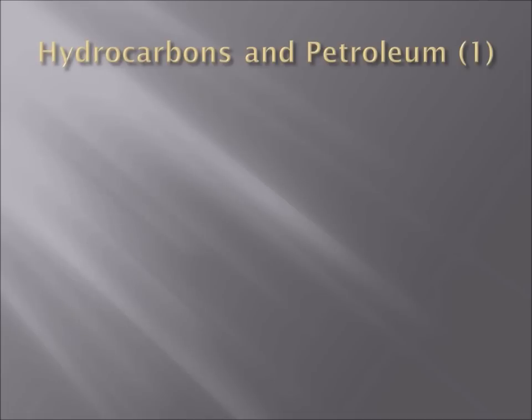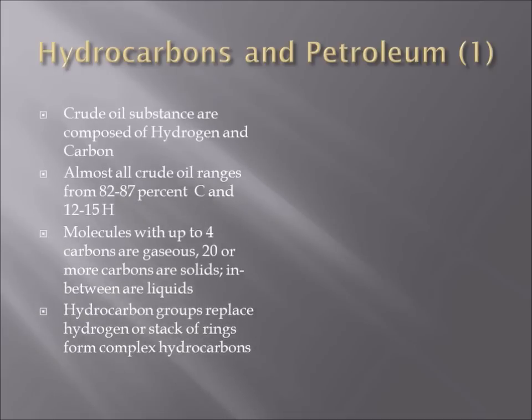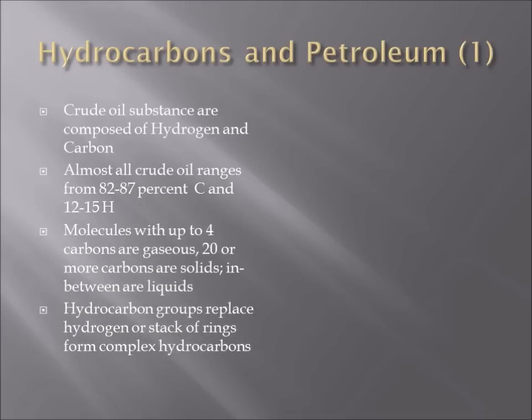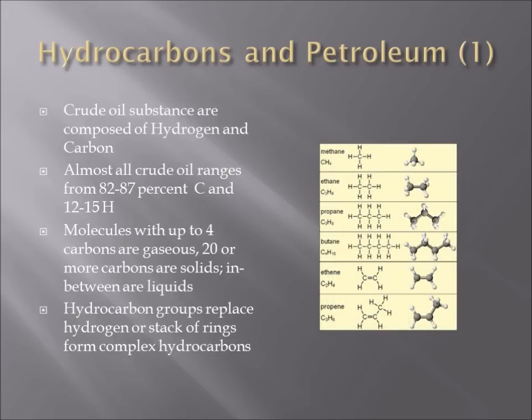Before we go into deeper details about the petroleum industry, we need solid background information about hydrocarbons and organic chemistry. So, crude oil substances are mainly composed of hydrogen and carbon, which makes up hydrocarbons. In crude oil, the percentage of carbon is around 82 to 87%, while hydrogen is about 12 to 15%. Molecules of up to 4 carbons are gaseous, 20 or more are solids, and those in between are liquids. In complex hydrocarbons, hydrocarbon groups will replace the hydrogens or stack the rings. On the right hand side, we have the simplest hydrocarbons in crude oil.